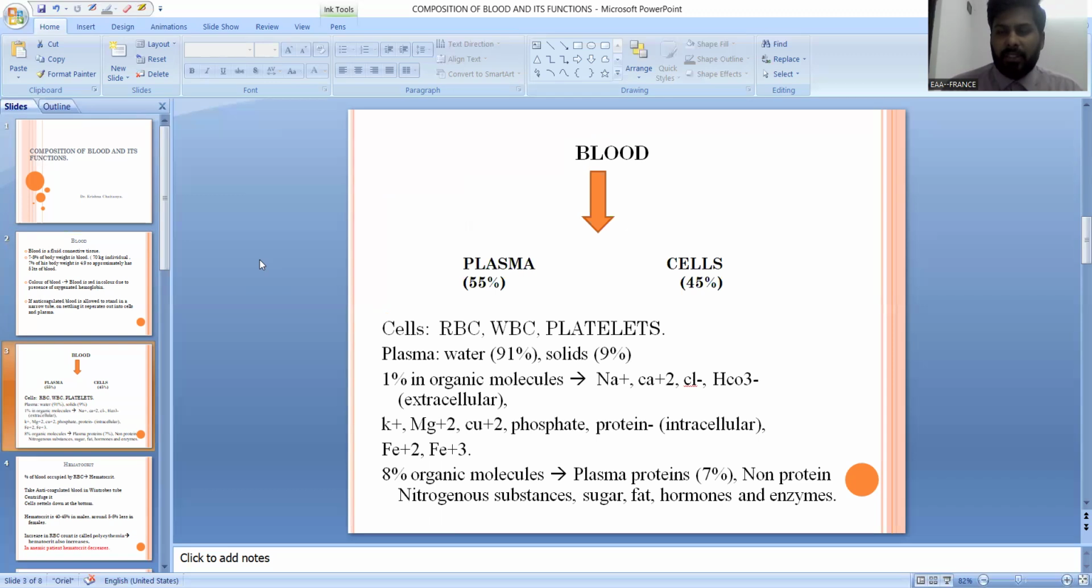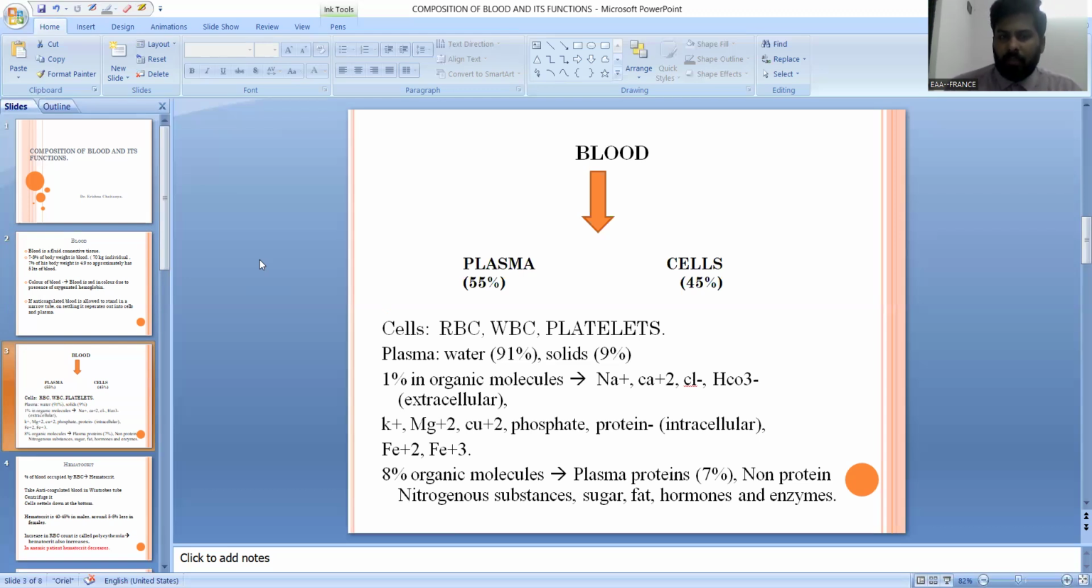So when I say cells, what kind of cells are present? We would be able to appreciate RBC, WBC, and also the platelets. And coming to plasma, as that is 55%, around 91% of that 55% is completely water, and the remaining 9% is solids. In solids, what do you see? It's 9%, right? Among those, 1% is organic molecules, and 8% is inorganic molecules.